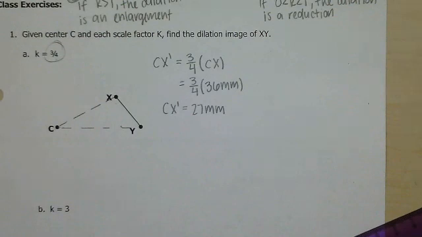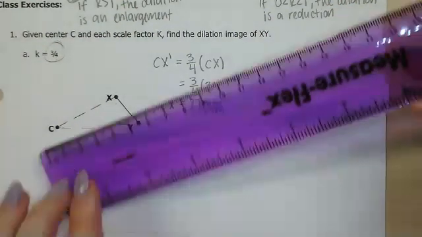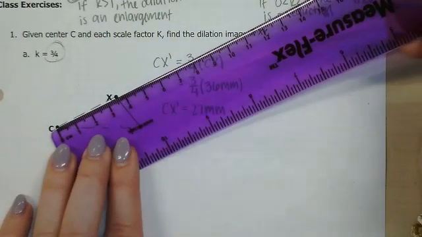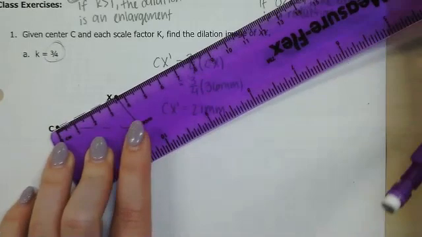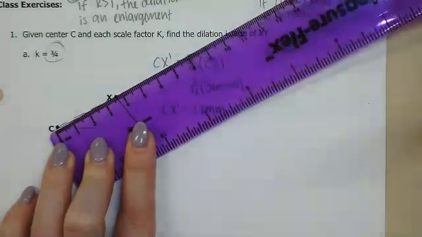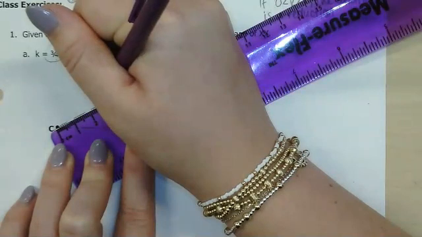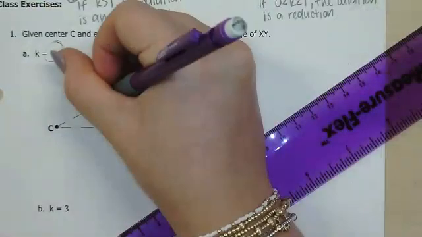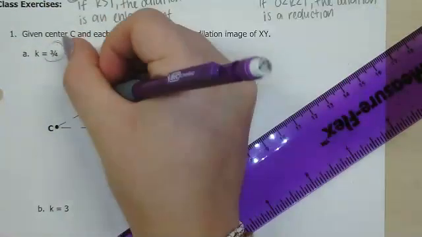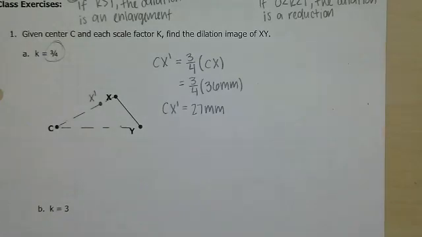Okay, that means that I'm going to take my ruler, come back over here, and I'm going to put a point at 27 millimeters on that dotted line that we created. So that'd be right about here, and I'll call that x prime.